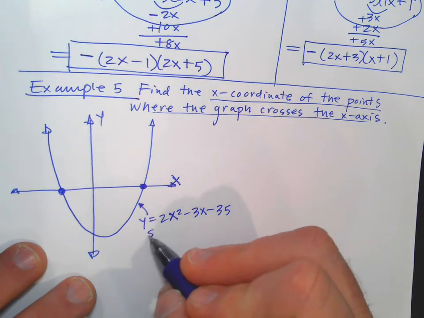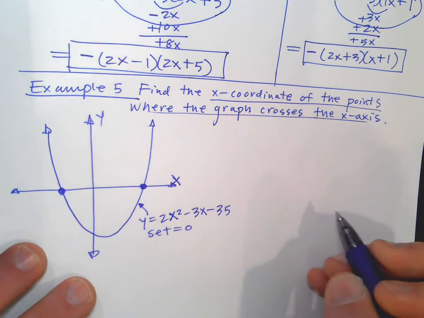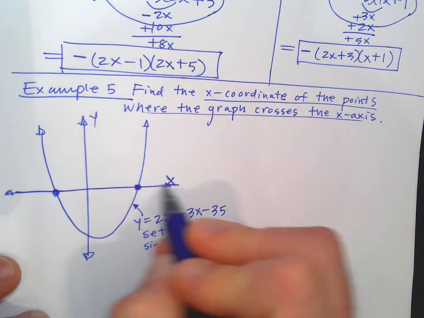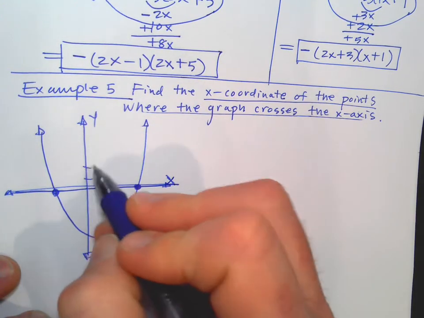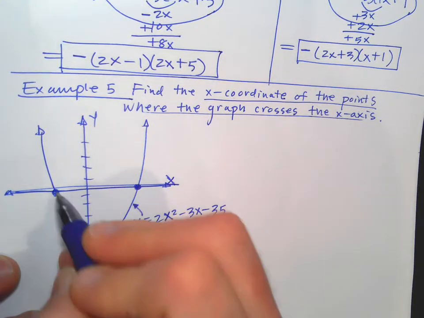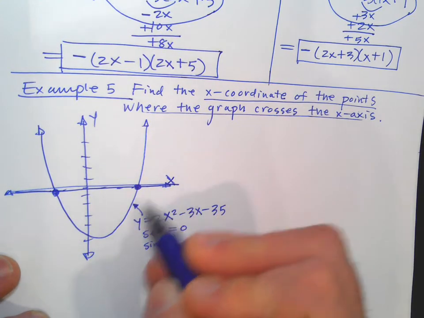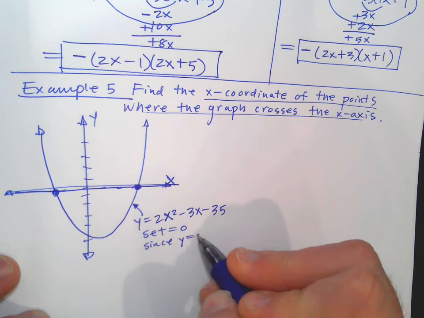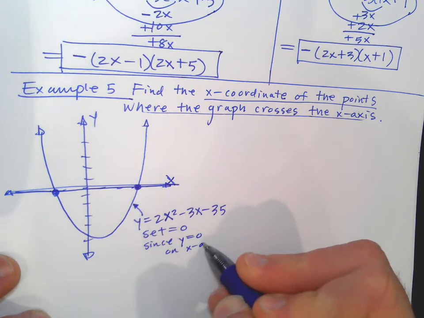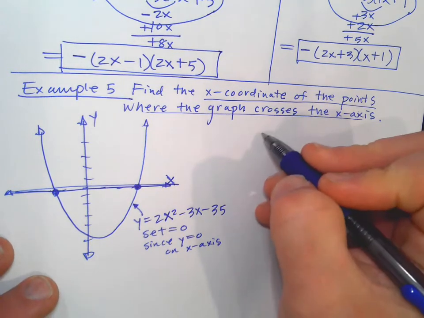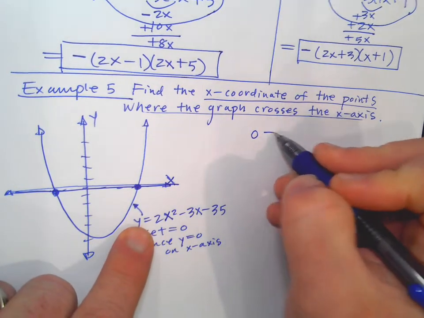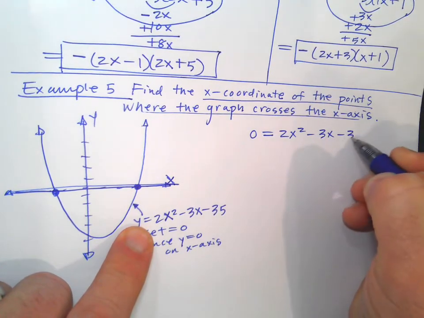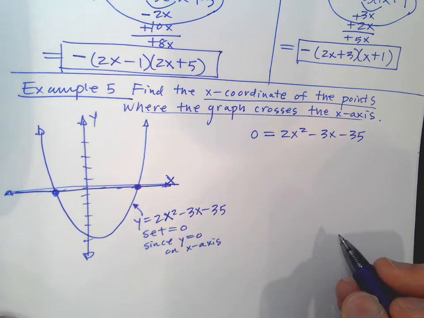We're going to set it equal to 0 first, because we know along the x-axis, what's the y-coordinate? The y-coordinate is up and down, right? What's the y value anytime you're on the x-axis? What's the height, above or below it? Since y equals 0 on the x-axis, we're going to set it equal to 0. So I'm going to replace the y with 0 and rewrite it. So that's first: set to 0.